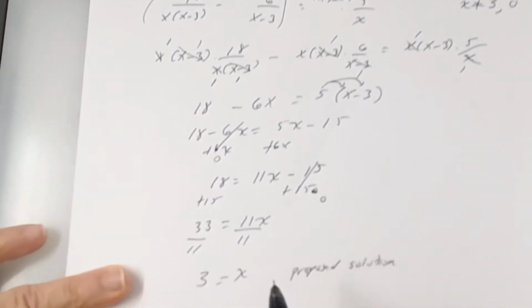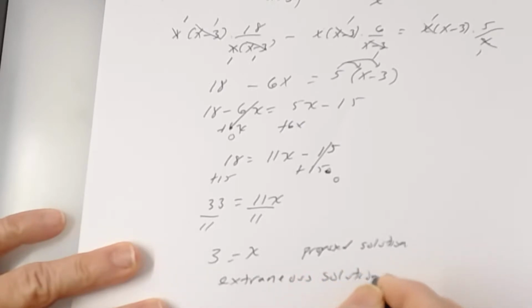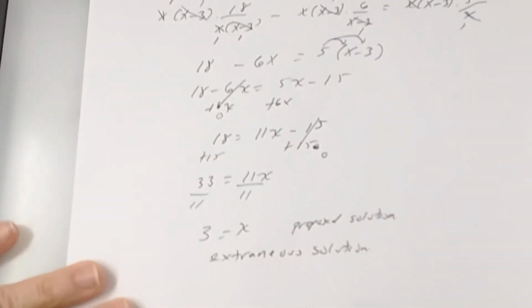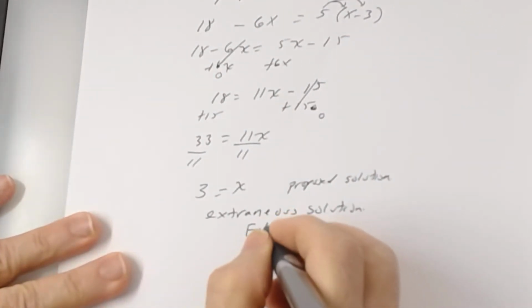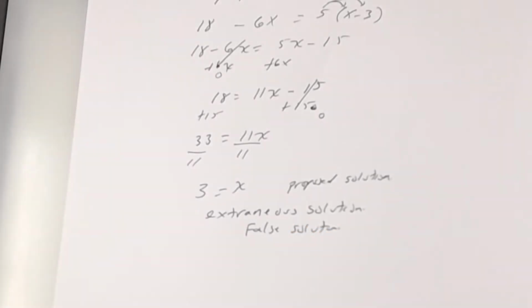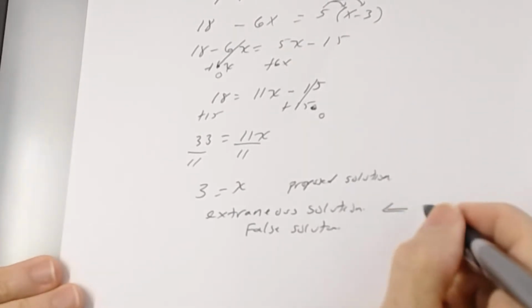So we call this an extraneous solution. So an extraneous solution, think of the word false solution, the idea of a false solution. So an extraneous solution basically means this. It's a solution to an equation that I ended up at some point with, but it's not a solution to which one? The original. It's not a solution to the original. So this is not a solution to the original.